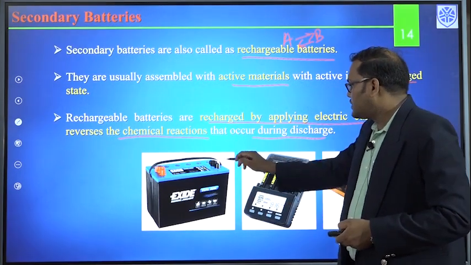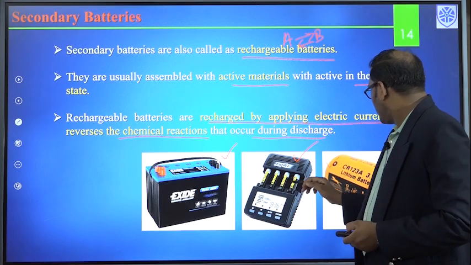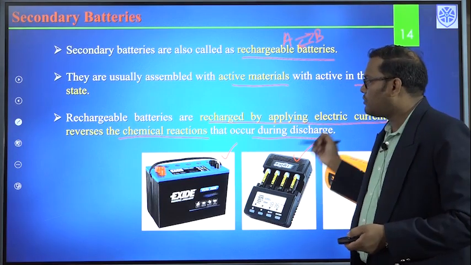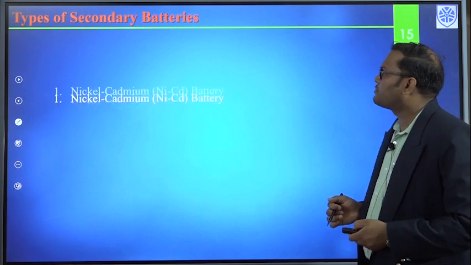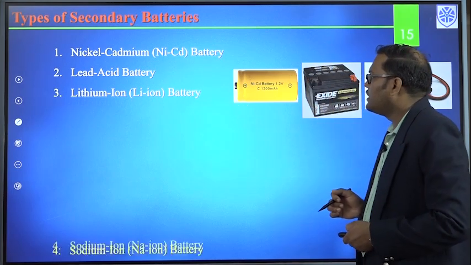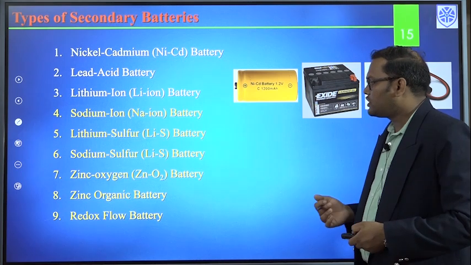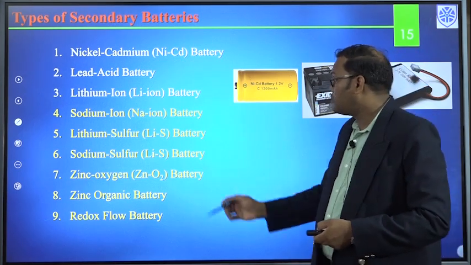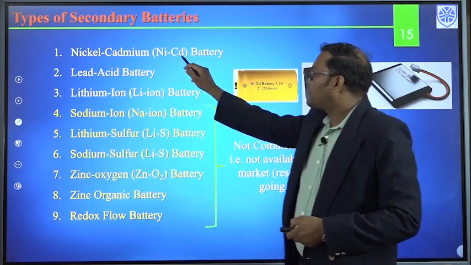Some examples are the lead acid battery, the nickel cadmium battery, or even the lithium battery. These are all examples of secondary batteries. What are the types of secondary batteries? We have nickel cadmium, lead acid, lithium battery, sodium ion battery, lithium sulfur, sodium sulfur, zinc oxygen battery, zinc organic battery, redox flow battery. Actually, these are not all commercialized. So, these are the commercialized ones.